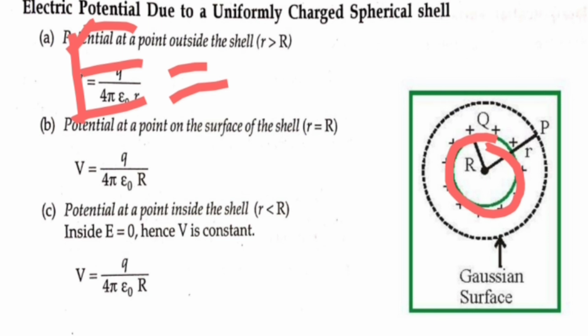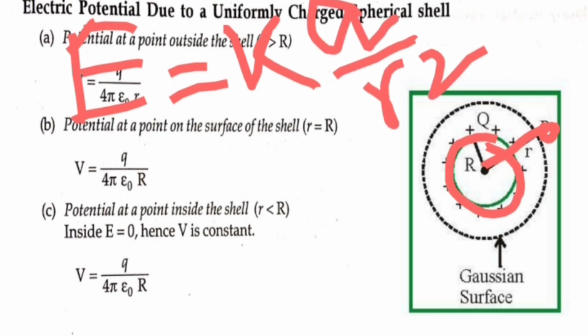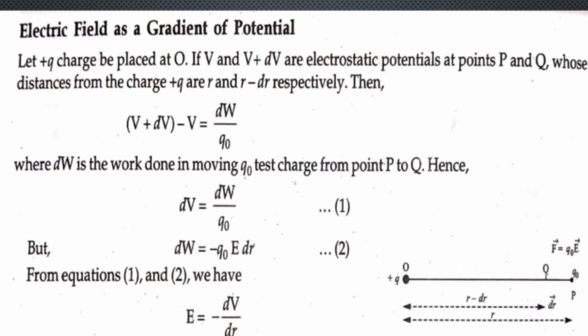Okay, for this particular situation, what is the electric field? 1 by 4 pi epsilon naught. I'm just writing K, because the space is so small. K Q by R square. Here K is 1 by 4 pi epsilon naught. Next, how can we calculate V from it?